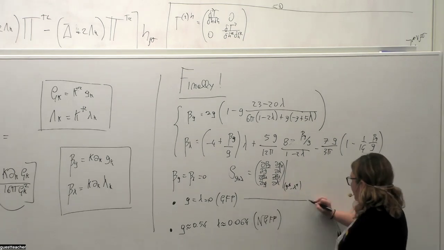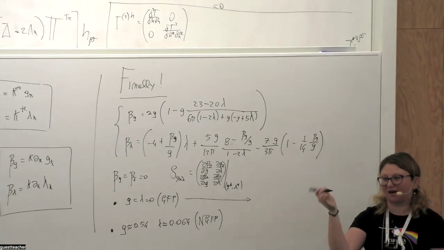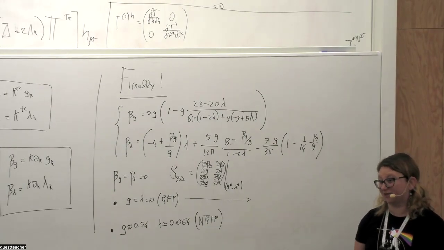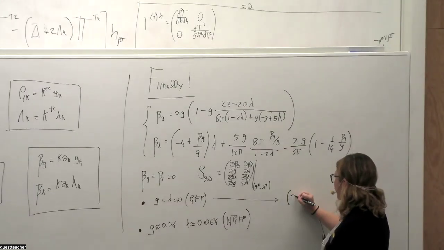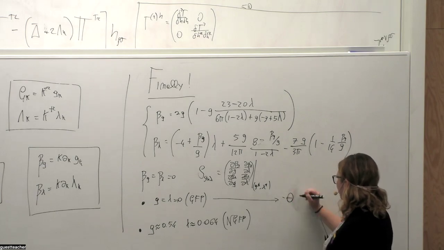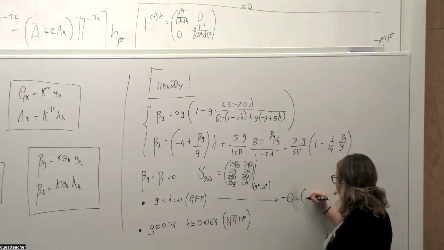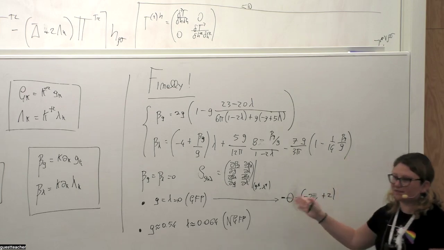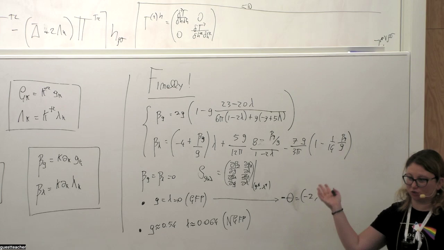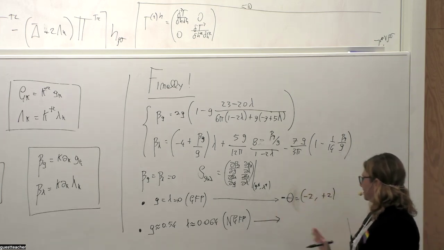And for the Gaussian fixed point, surprise, surprise, we get the eigenvectors that are aligned with the axes, so aligned with g and lambda. And the eigenvalues, so minus the critical exponent, are -2 and +2. Why? Because these are the canonical mass dimensions of lambda and g. It makes sense. All of this closes to something nice.